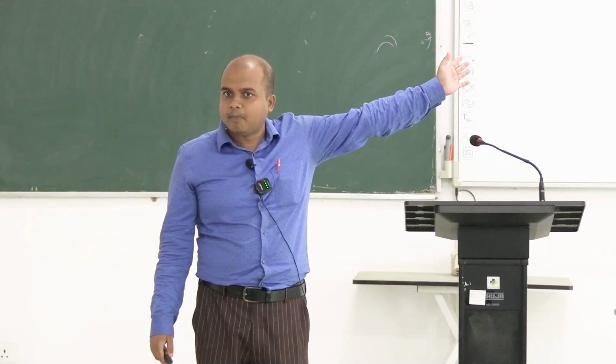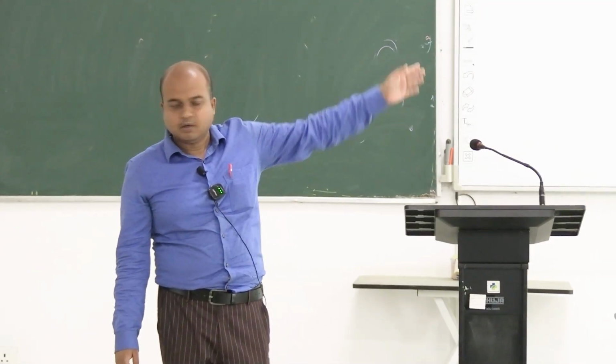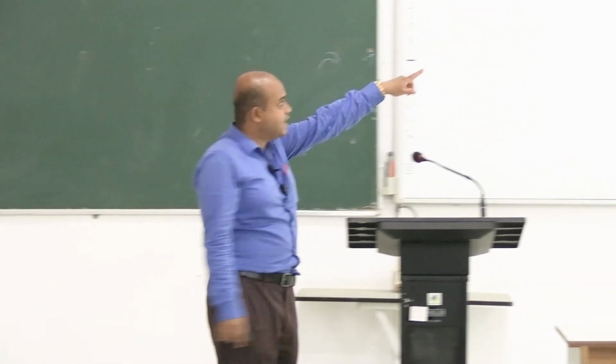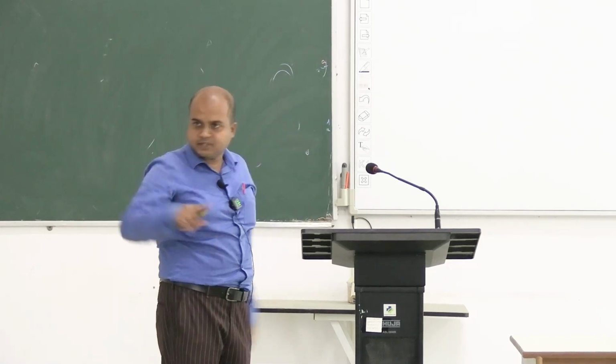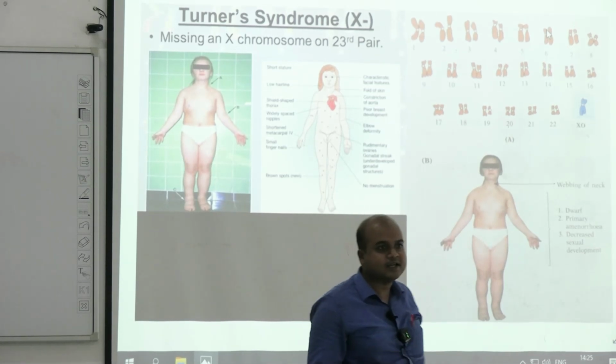Here, any F body or bar body? No F body, no bar body. So this is Turner's, it is XO, or sometimes written as X minus. Minus means there is no X. X minus, X dash, whatever you say, this is XO. We usually write it as XO.